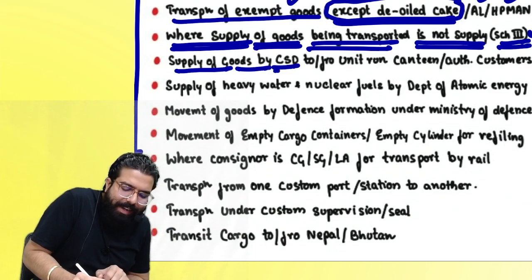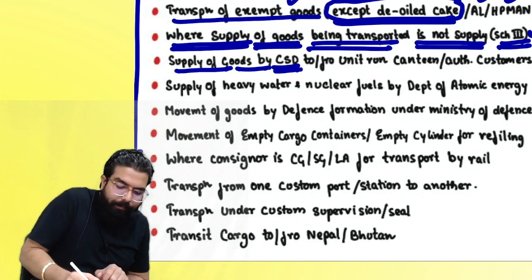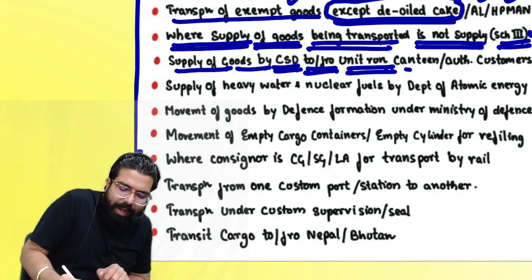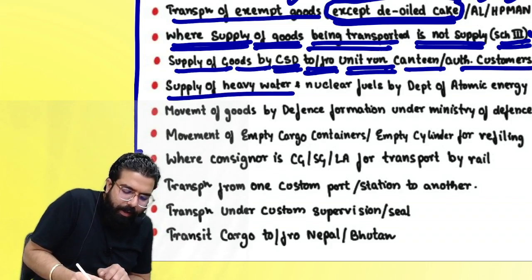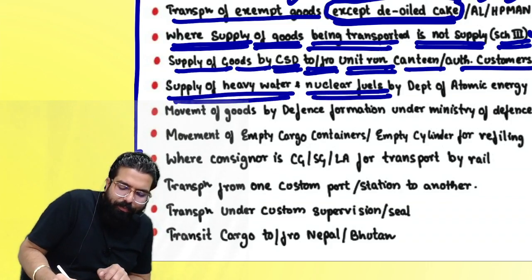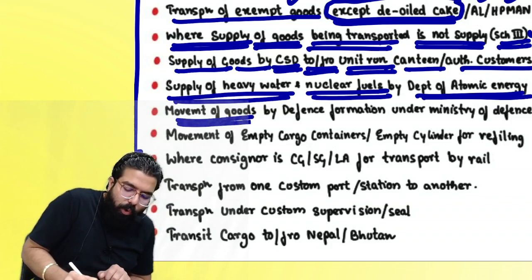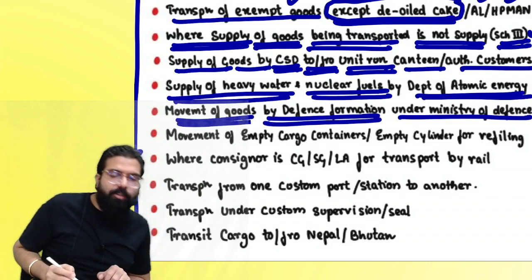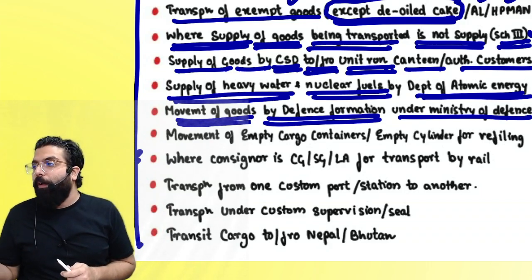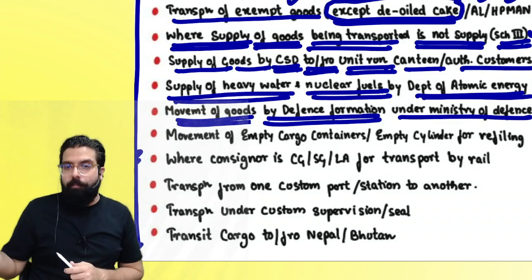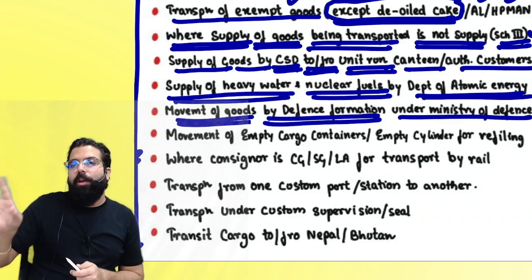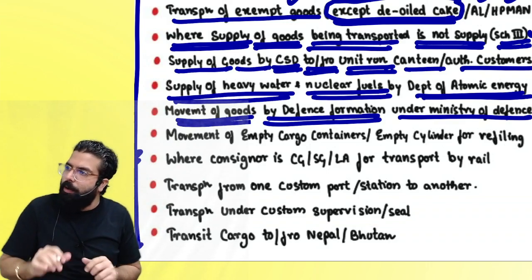Supply of goods by canteen stores department, army canteens, to or from unit-run canteens or authorized customers. Supply of heavy water and nuclear fuel by the Department of Atomic Energy. Movement of goods by defense formation under the Ministry of Defense. Suppose the Ministry of Defense is transporting hand grenades, and they will inform? The government is saying we will not inform anyone that we are taking and going. Can I go ahead, everyone?